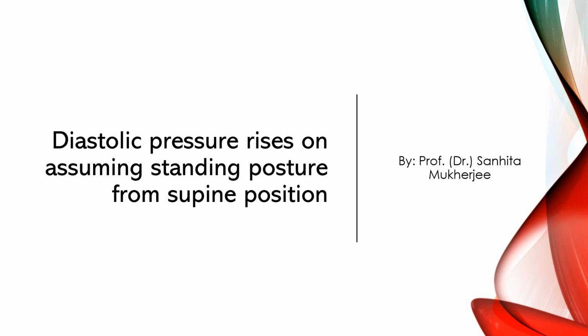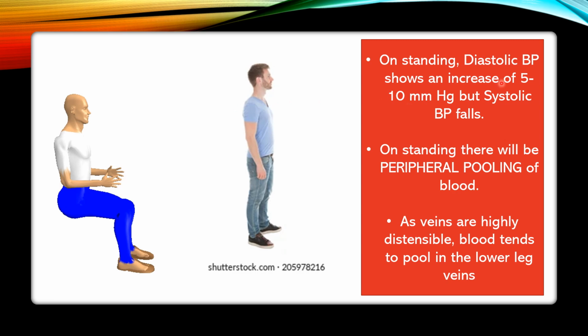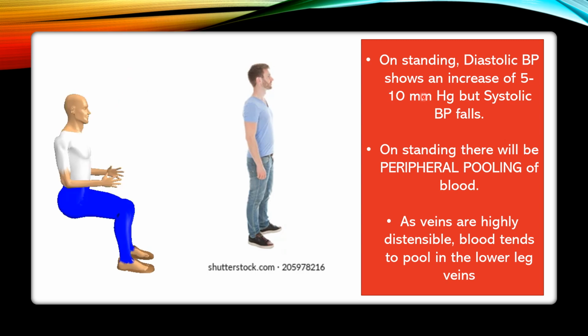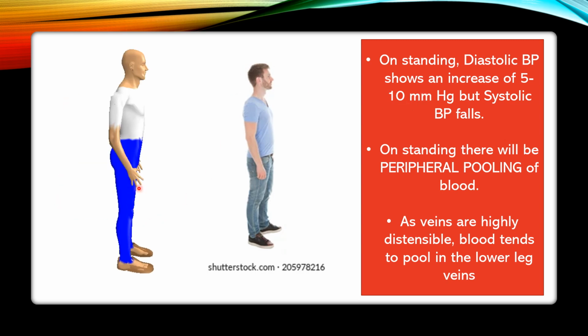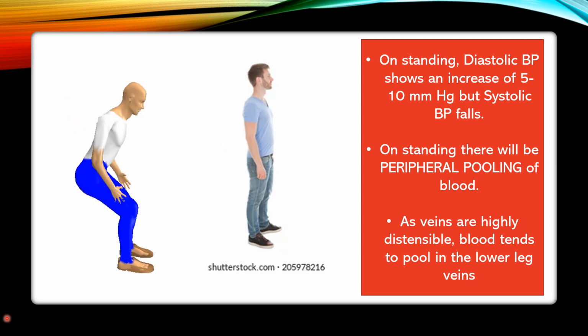Dear student, now we are going to explain why diastolic pressure rises on assuming standing posture from supine posture. On standing, diastolic blood pressure shows an increase of 5 to 10 mm of mercury, but systolic blood pressure falls. So what happens when a person assumes a standing posture from sitting or supine?